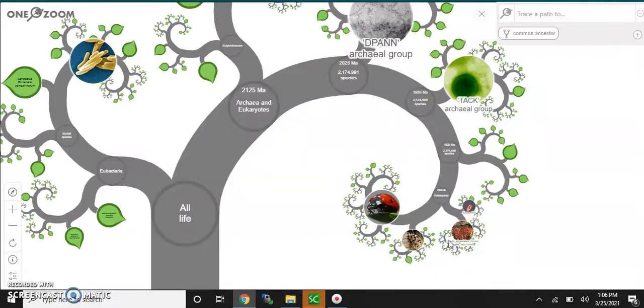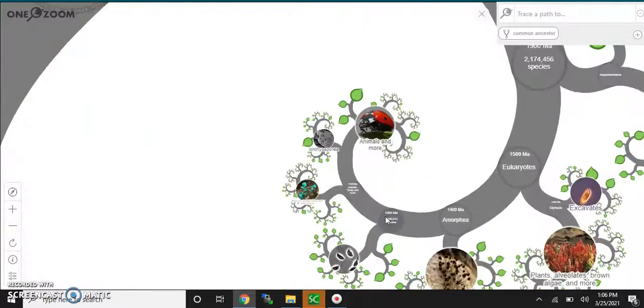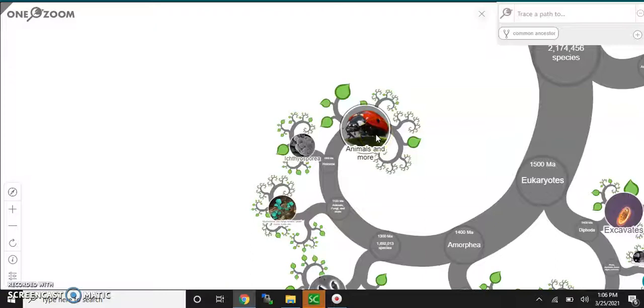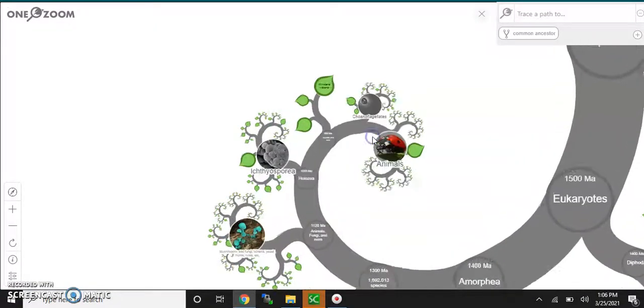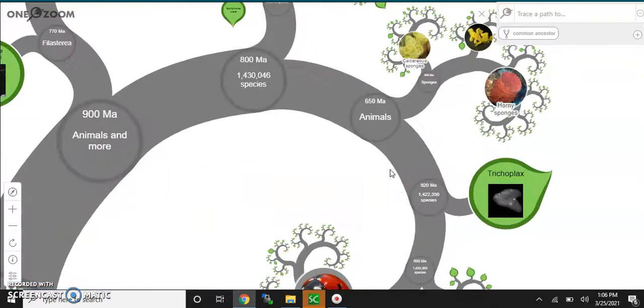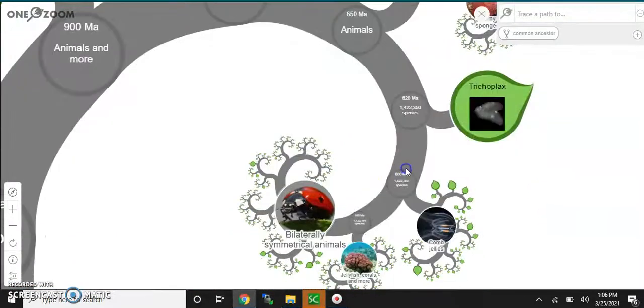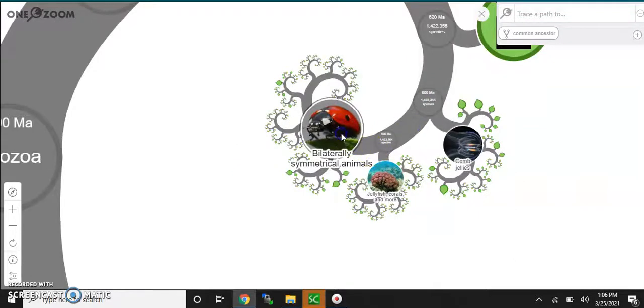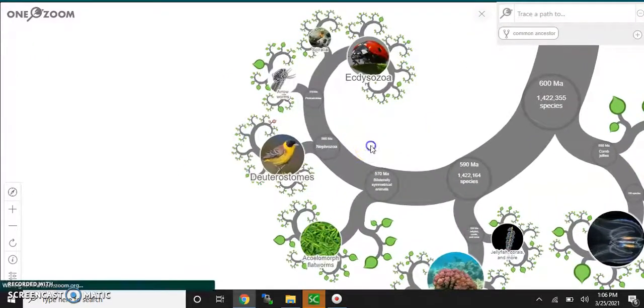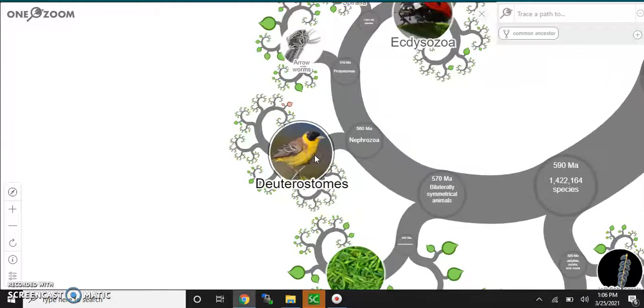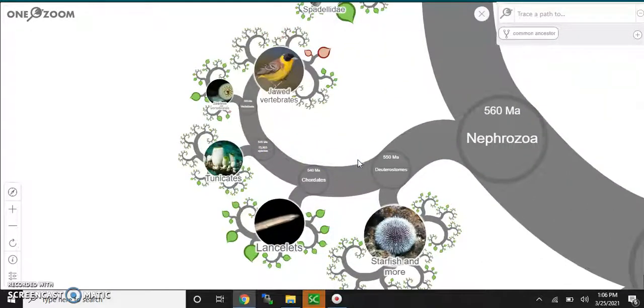So we're going to go into the eukaryotes, double click on it to zoom in. We're going to get into the animals. Keep double clicking to zoom in more. I'm looking for the Nephrozoa, which was one of the clades that I was looking for, so I'm going to take that and branch off over here and zoom in some more by double clicking.